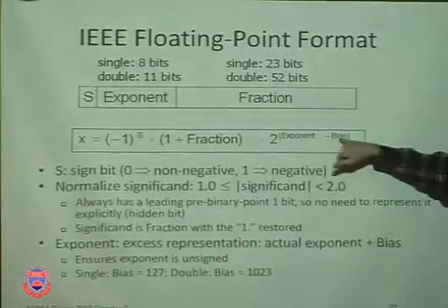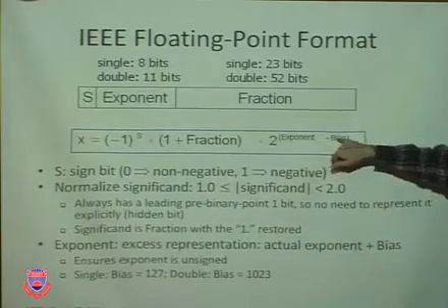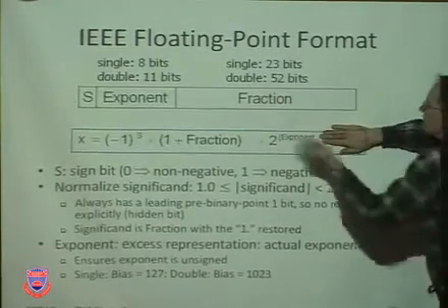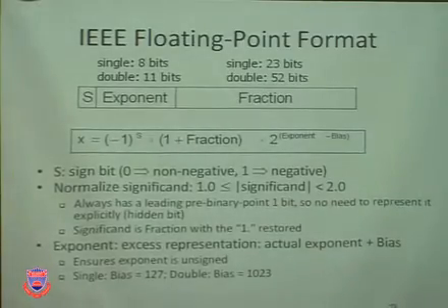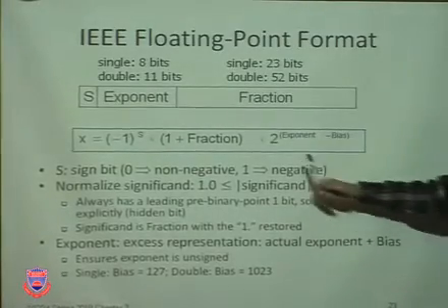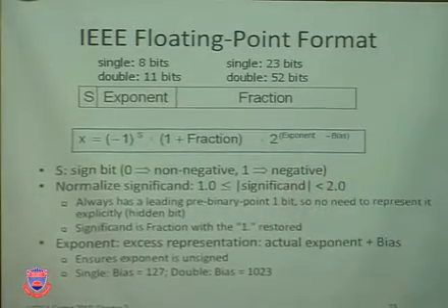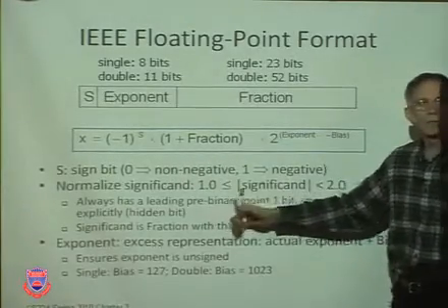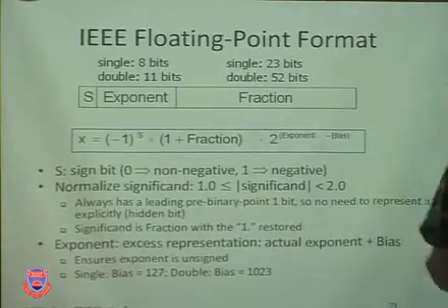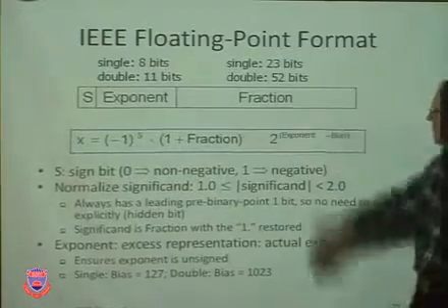Okay, so now the bias needs to be explained. I'll get to that in just a minute. You might say, oh, it should just be 2 to the exponent. There's a reason for the bias which needs to be subtracted out, and I'll deal with that in just a second. So the sign bit tells us if our number is negative or non-negative. The significand is always normalized so that it looks like 1 point followed by the fractional part, and it's the fractional part that we store here.